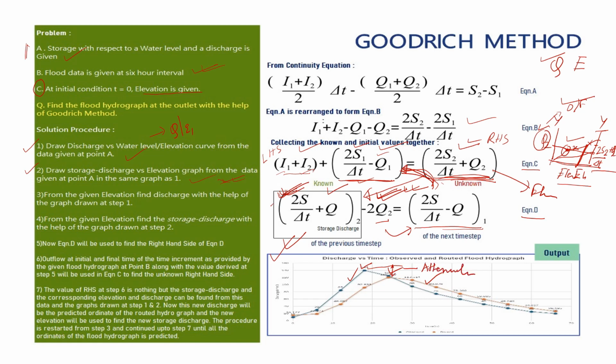And you see the peak is lagged also. In case of the inflow hydrograph, the peak has come here, right? But in case of the outflow hydrograph, the peak has come after some time T. This T is known as lag. So attenuation is the difference in magnitude of the peaks of inflow and outflow hydrograph, and the time difference between the peaks attained by the inflow and outflow hydrograph is known as lag. Okay, so this is what the Goodrich method is. Now in the next slide I will just summarize.